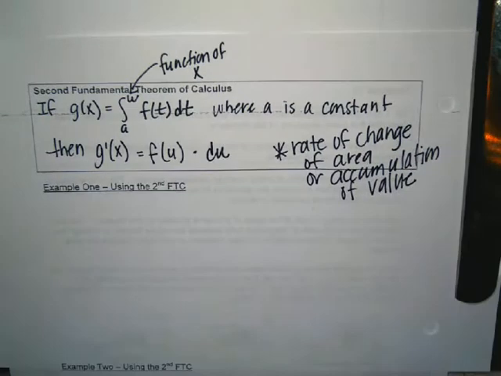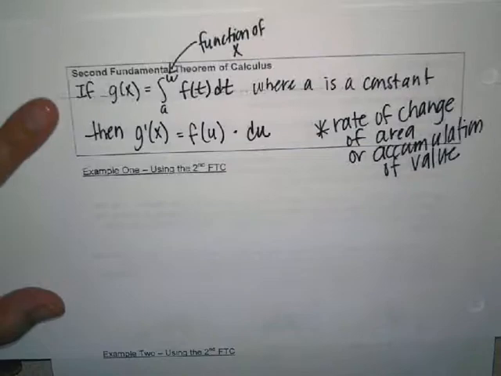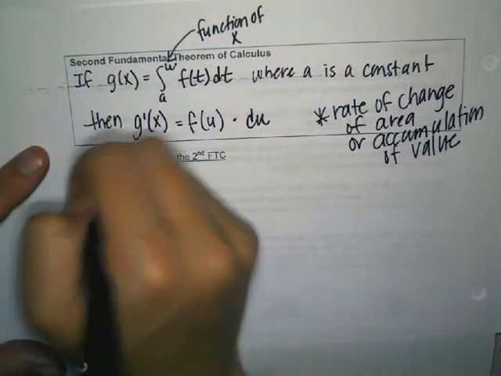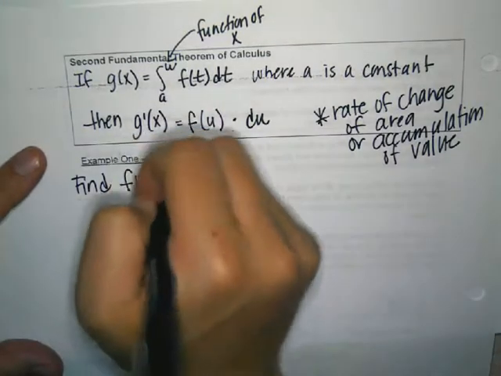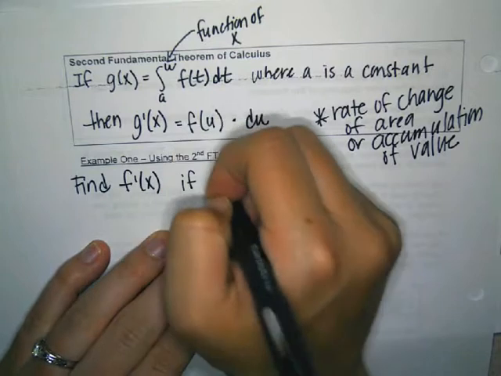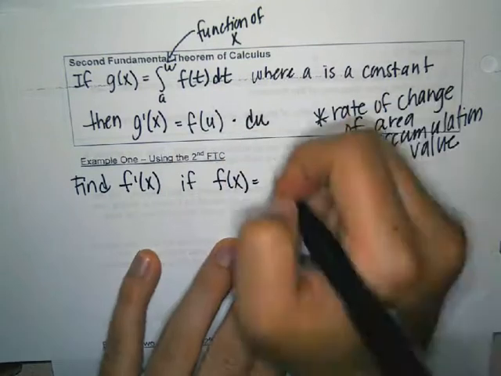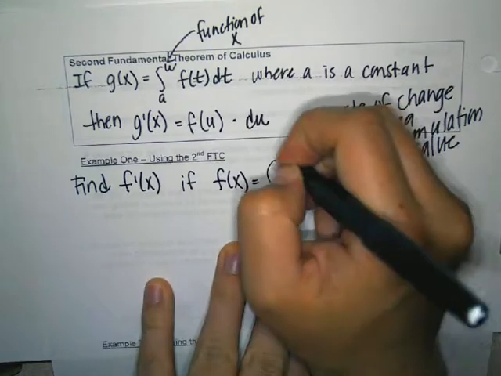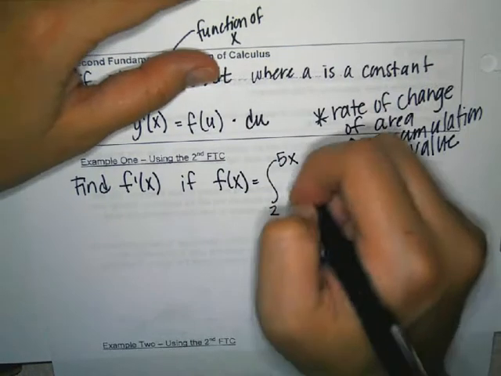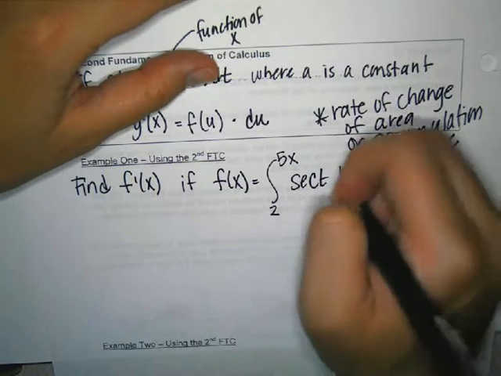So I could ask you a question like, find how quickly the value is accumulating from 1 to x squared. And those are my limits of integration. You would use the second fundamental theorem of calculus. And again, this is not an existence theorem. This actually tells us how to apply this situation. So we're going to find f prime of x if f of x is the integral from 2 to 5x of secant t dt.